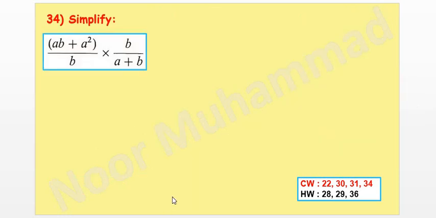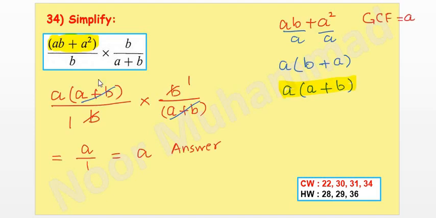One more question, and now again I want you to pause the video here and see how you can factorize and how you can simplify it. Then play the video to check your answer. So here is the answer for this question.